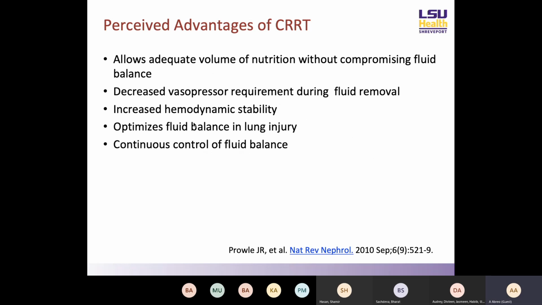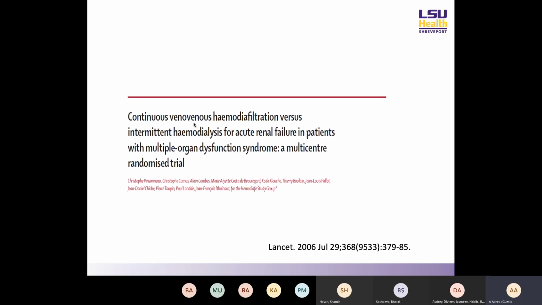So overall perceived advantages of CRRT: it allows adequate volume of nutrition, allows the patient to get TPN without compromising fluid balance, decreases vasopressor requirement because you can remove fluid slowly, even at minus 25 cc's per hour, improves hemodynamic stability, and optimizes fluid balance. Having control of your fluid balance is a primary advantage.